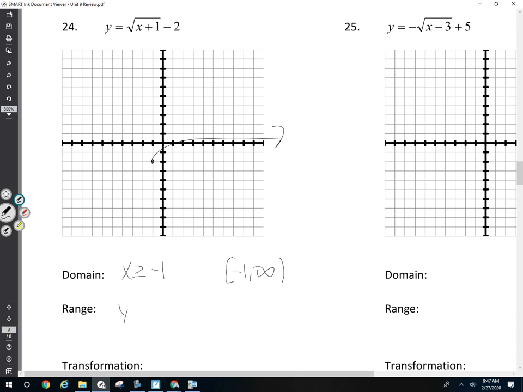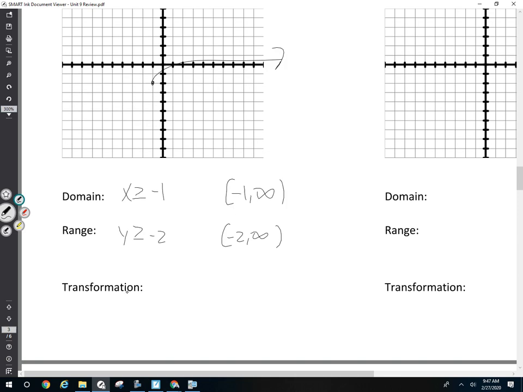My y's now are all bigger than or equal to negative 2. I subtracted 2 from my y's. I shifted down 2, so I take my y's from the square root of x, subtract 2, and I'm going from negative 2 to infinity. It's obvious that I'm going left 1, it's a shift, then down 2.